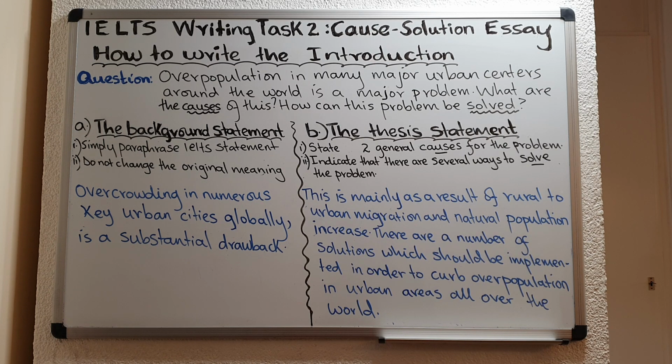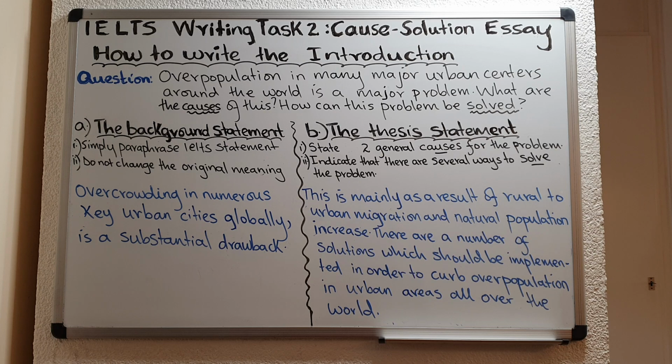And the other reason which has led to overpopulation in urban centers all over the world is natural population increase. We have more people in the world than we had, for example, 10 years ago. And as a result of that, a lot of them have ended up in the bigger cities. And as a result, we now have overpopulation, we have overcrowding.